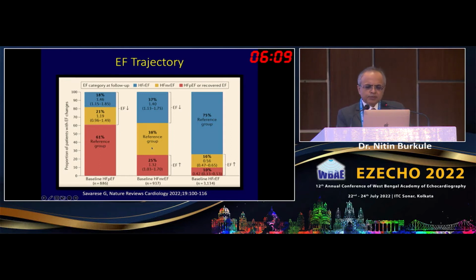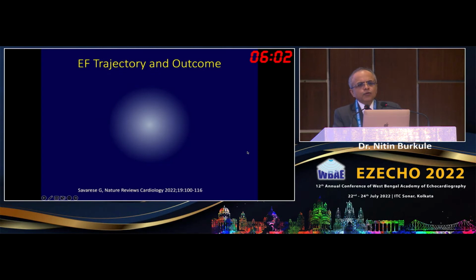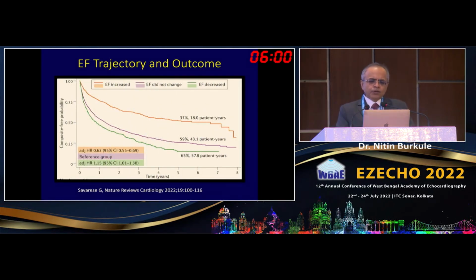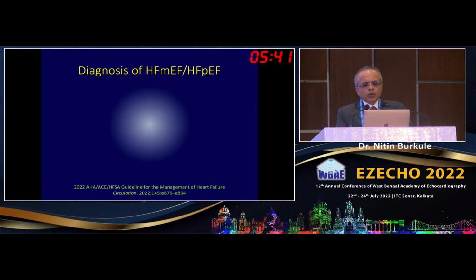This is a Scandinavian study, an entire nationwide study looking at the mid-range EFs. And if you look at the trajectory, it is very obvious that those who have increased EF have better survival, and those with a very decreased EF are going to have very poor survival, which is a no-brainer. But it has been proved by this nationwide study. So you can go to the original article by Savarese. So this is how it is.